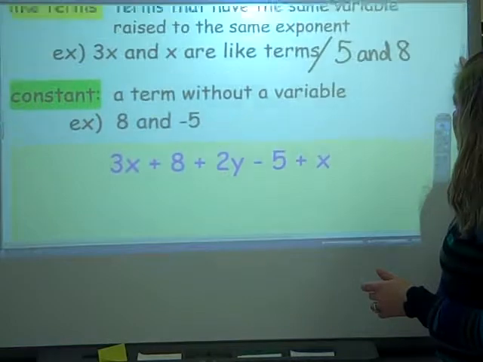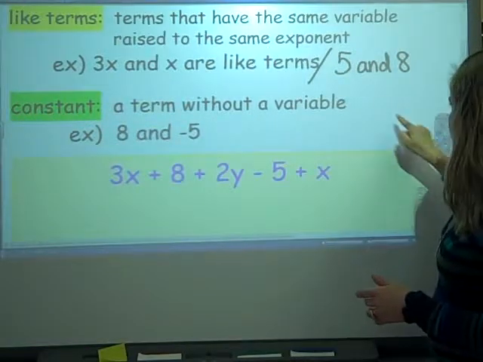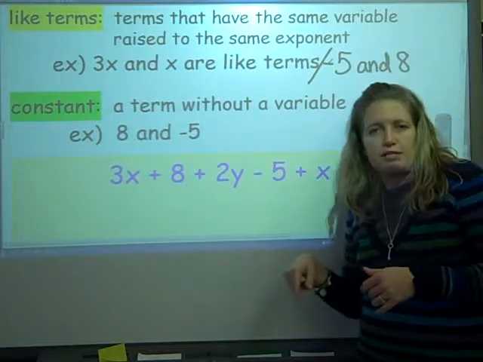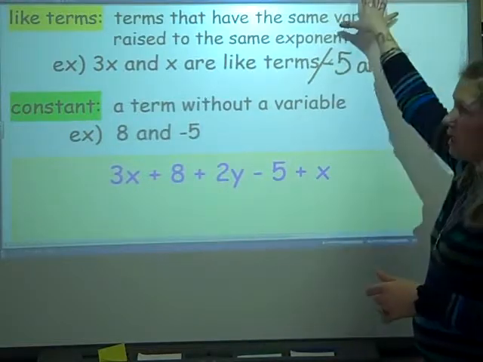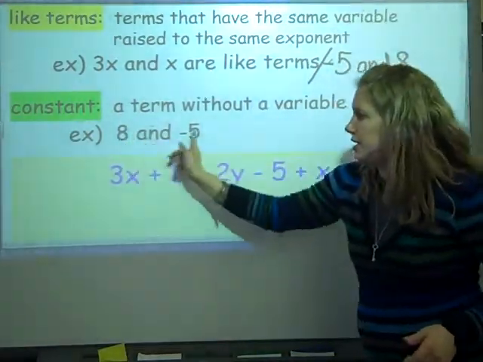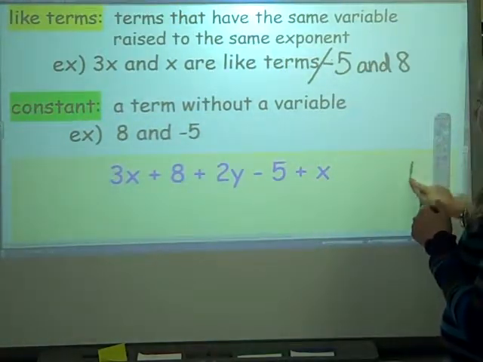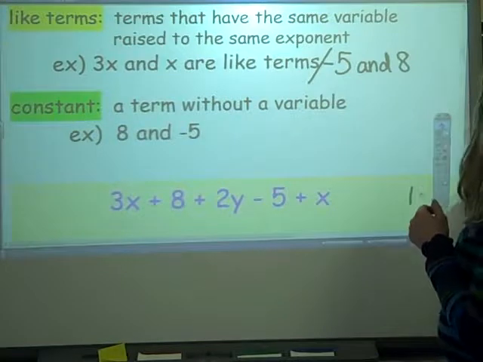Oh, and you know what? I messed that up back up here. This should be negative 5. When you're naming this term, you need to take the negative sign with it. Negative 5 and 8 for like terms. Constant, 8 and negative 5. A term without a variable. Okay, let's do some examples.